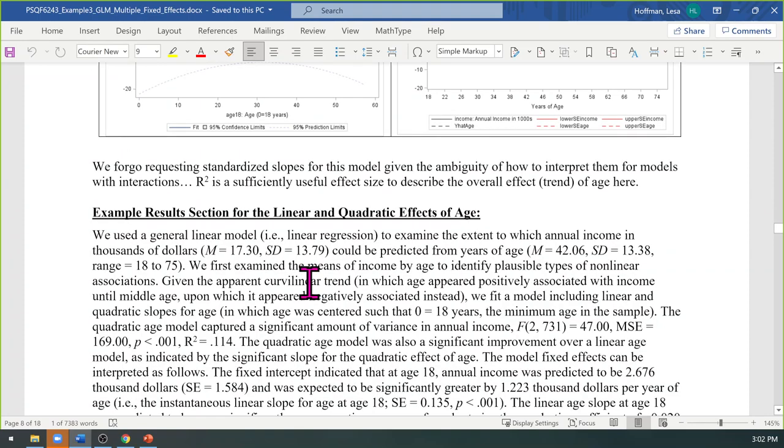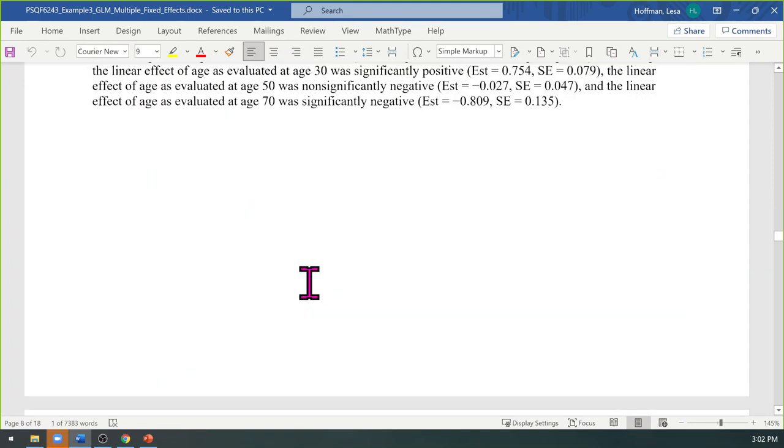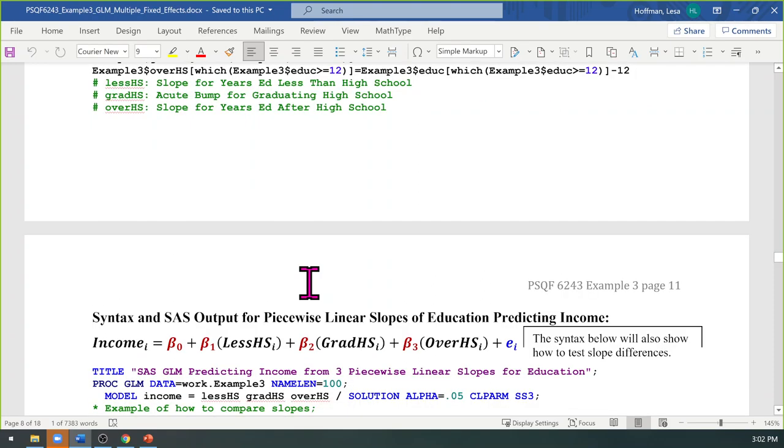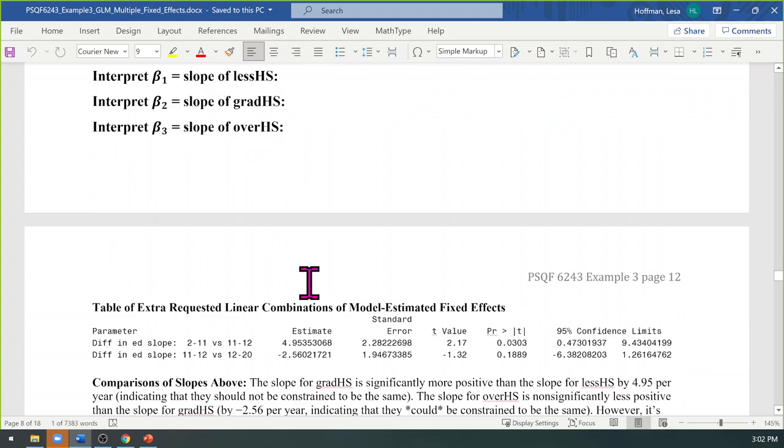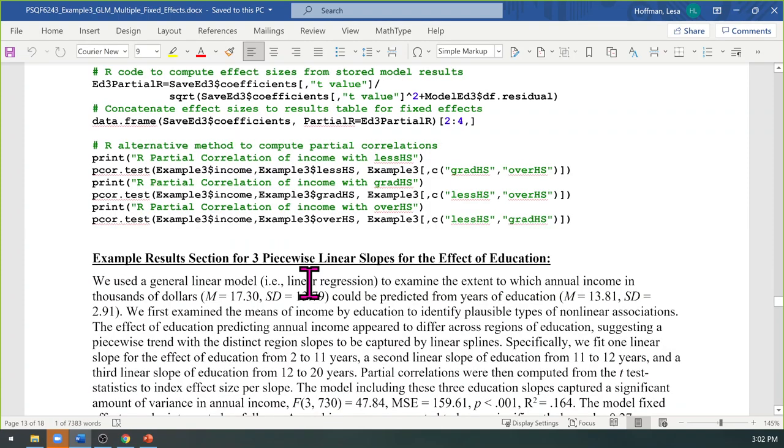So sequential or piecewise coding, that's the idea here. So we did piecewise slopes for education last time. Show this real quick. Keep going. Here we go. Keep going. Effect sizes. So more code demonstrating effect sizes for that. And here we go.